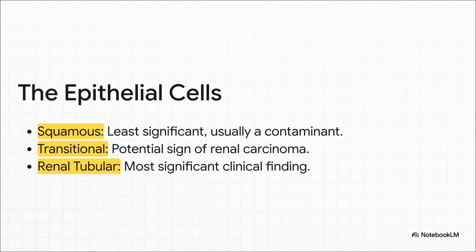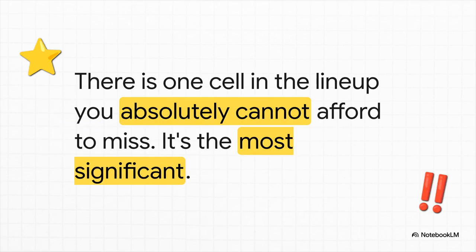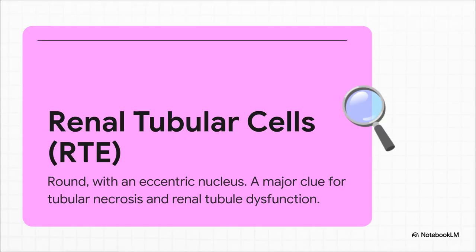But there's one cell in this lineup that's our star witness. And I'm telling you, it is by far the most critical piece of cellular evidence you can possibly find. And this is it: the renal tubular epithelial cell, or RTE. This is the one you absolutely cannot afford to miss. Why? Because these cells literally line the kidney's tubules. So if you're seeing them in the urine, it means the tubules themselves are being damaged. This is a direct, major clue for serious conditions like acute tubular necrosis. You find these, you've found a huge piece of the puzzle.